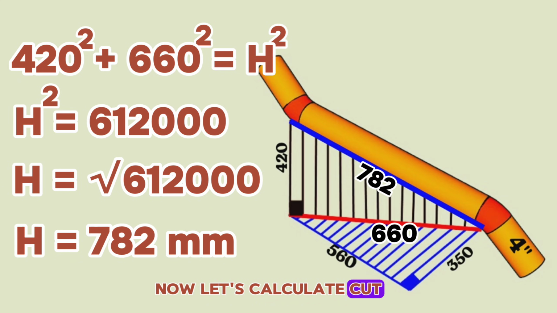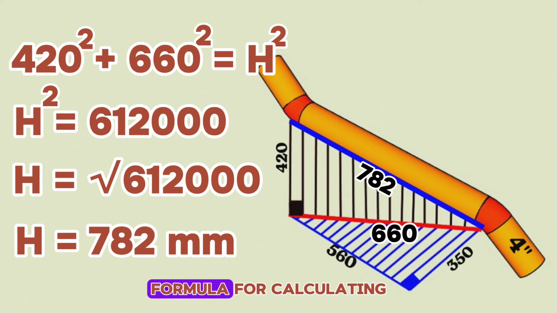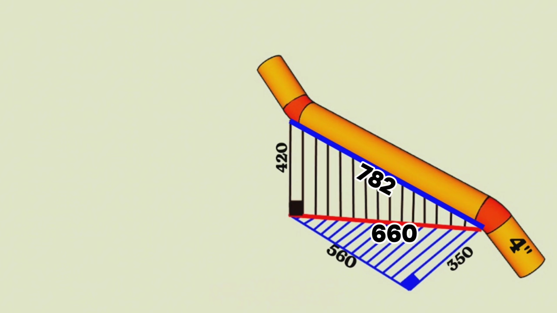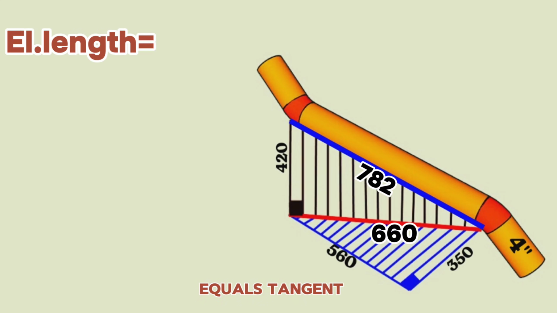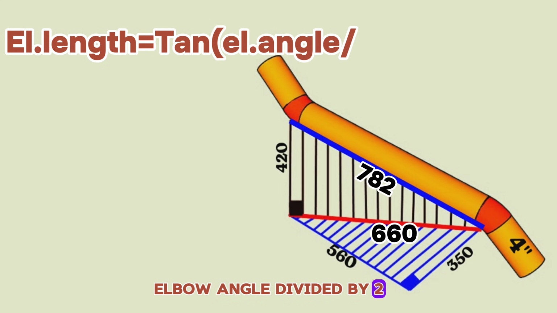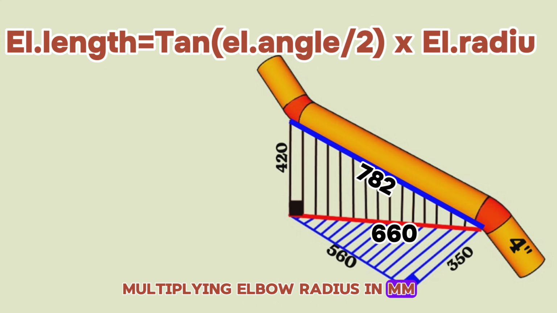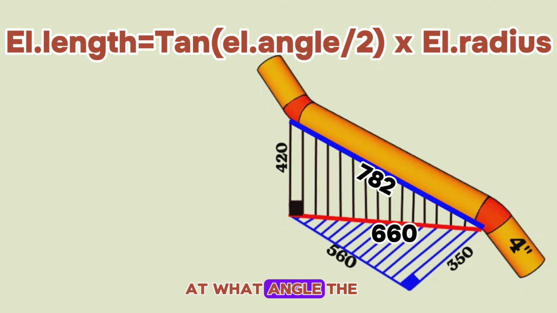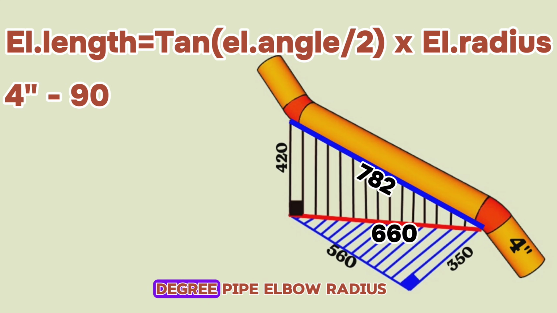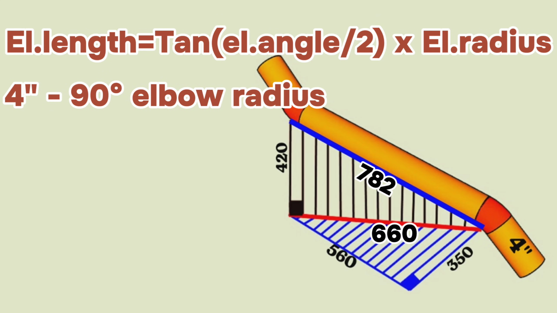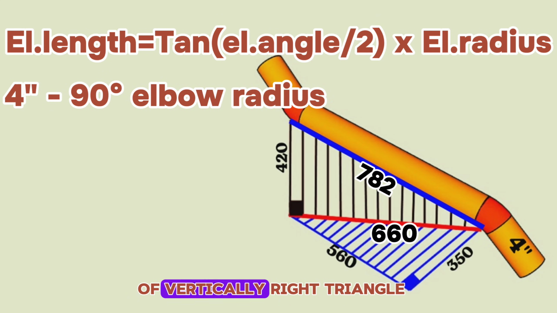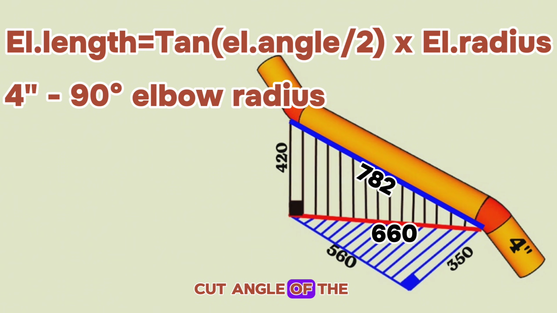Now let's calculate the cut elbow lengths. The formula for calculating the center-to-end distance of such cut elbows is as follows: elbow length in mm equals tangent of elbow angle divided by 2, multiplied by elbow radius in mm. To calculate the length of the elbow, we need to know at what angle the elbow was cut and the 4-inch 90-degree pipe elbow radius. By using the sides of the vertical right triangle, we can find the cut angle of the 4-inch elbow. We marked this cut angle with the small letter b.